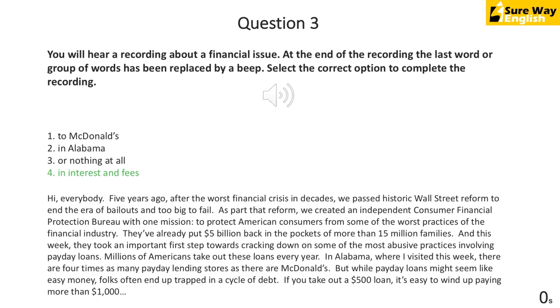The other thing is, don't just look for the words, just say interest and fees. Let's say there was another option, which was option number three. Let's say it was buy interest and fees. Then you know that comparing between buy interest and fees and in interest and fees, in interest and fees is grammatically correct. So that's why you go with it.